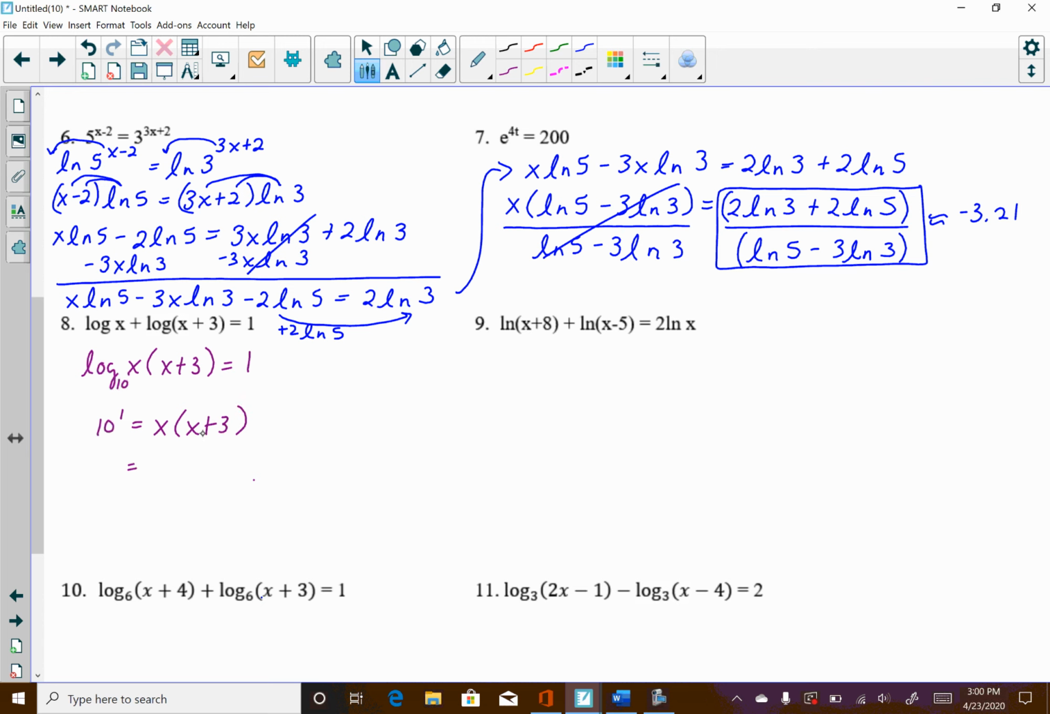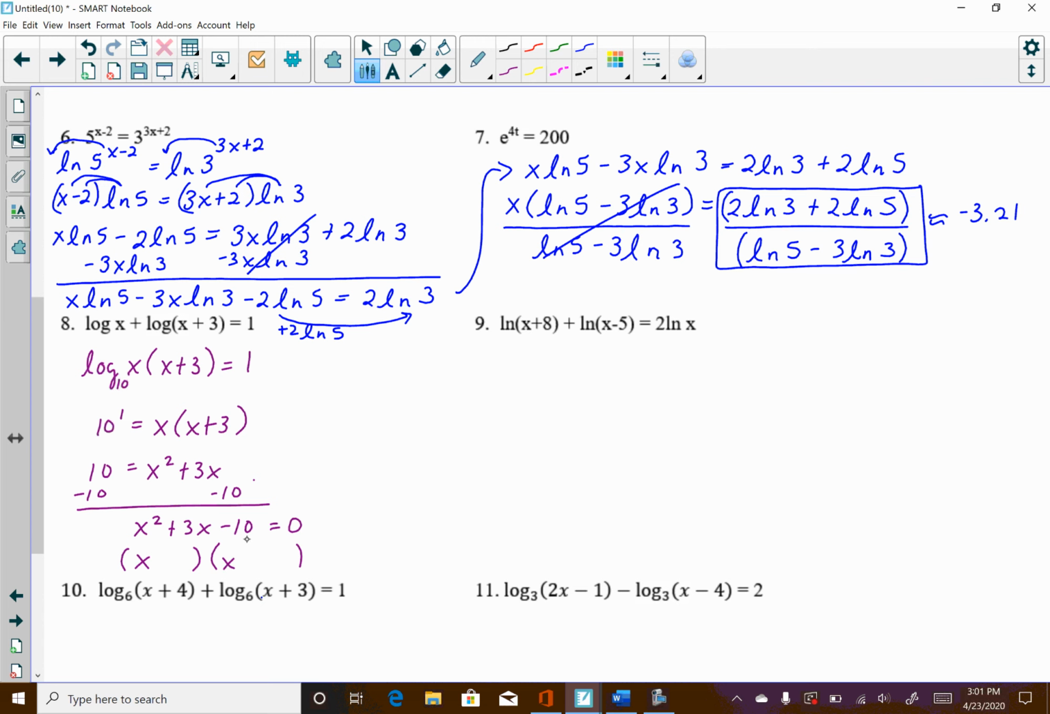On the right-hand side, distribute. So that's going to give us x squared plus 3x equals 10. We want to solve for x, so let's pull that 10 over, subtract 10. So now I have x squared plus 3x minus 10 equals 0. Got to factor here, x and x, but this is a doable one.